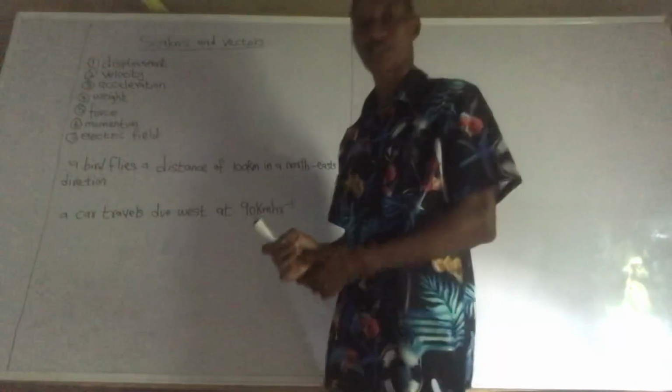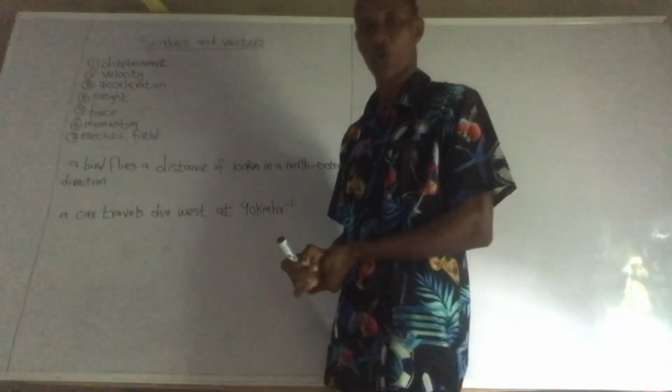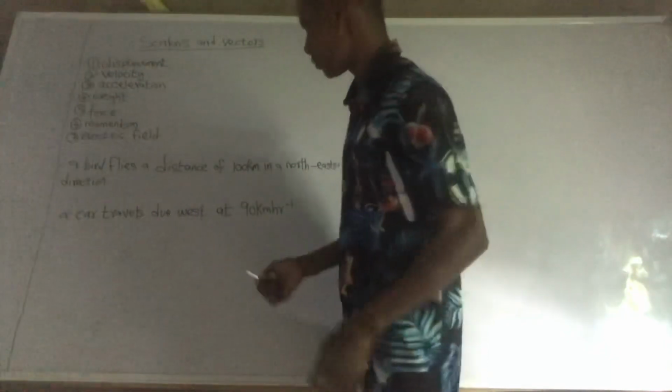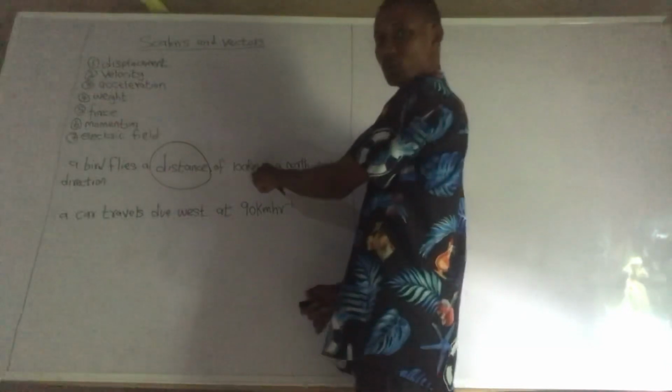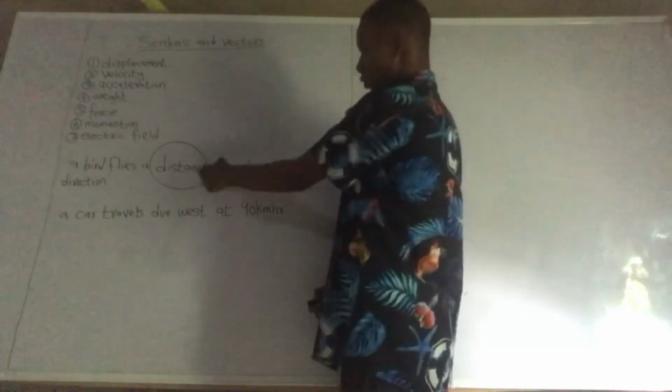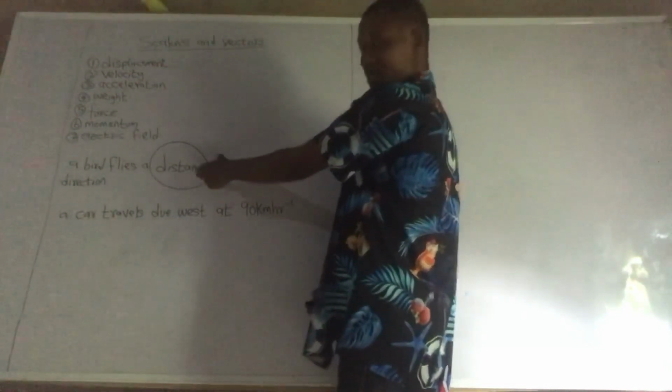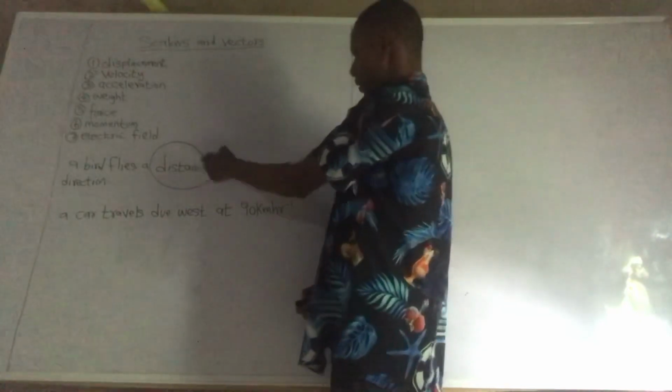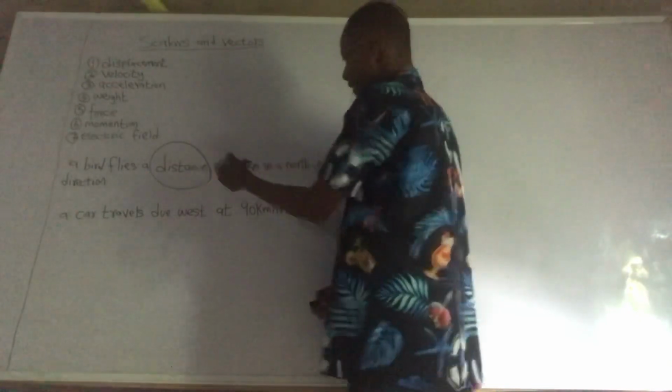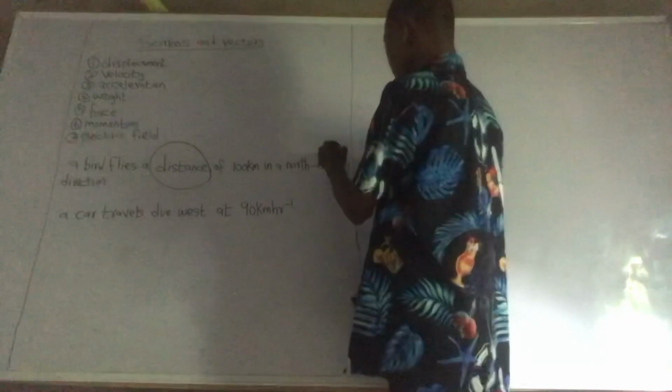This statement describes the vector quantity called displacement. How? If you observe very well, you discover that there's distance here, which is described by this number here, 100 kilometers, making it what? That's why distance is a scalar quantity. But they don't just stop there. There's also direction involved.